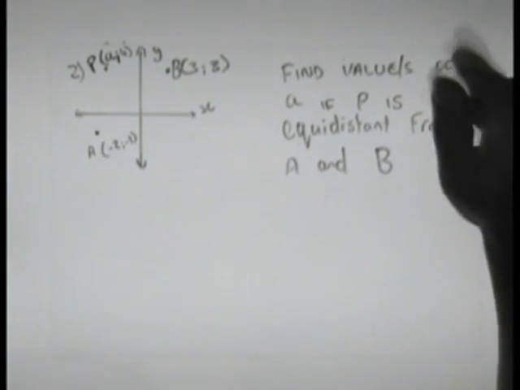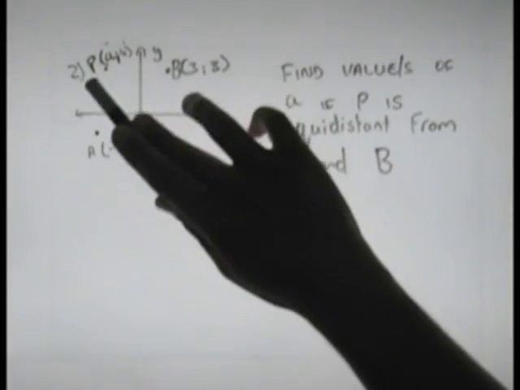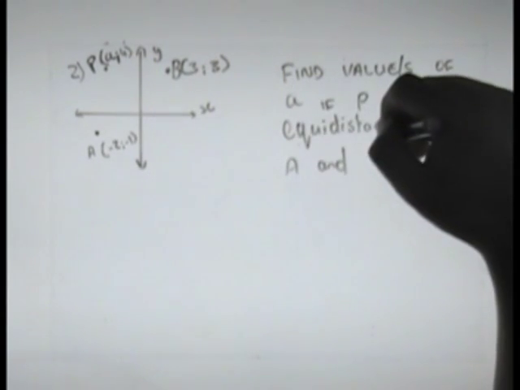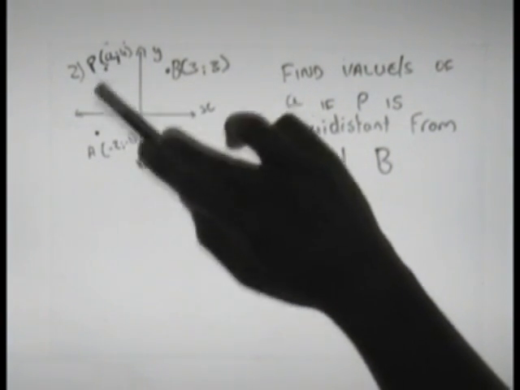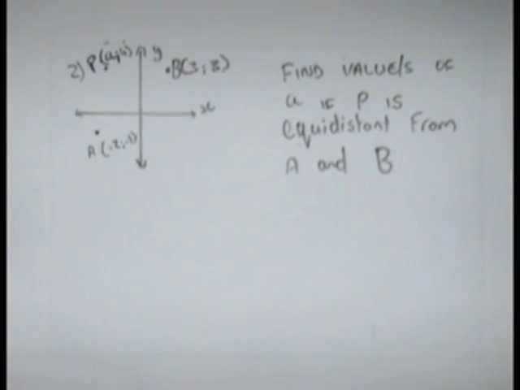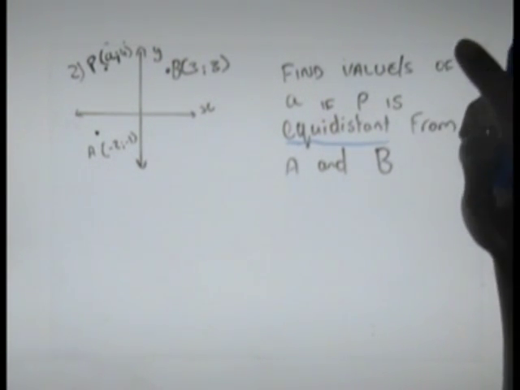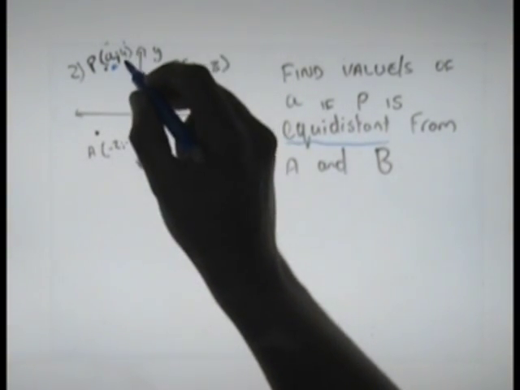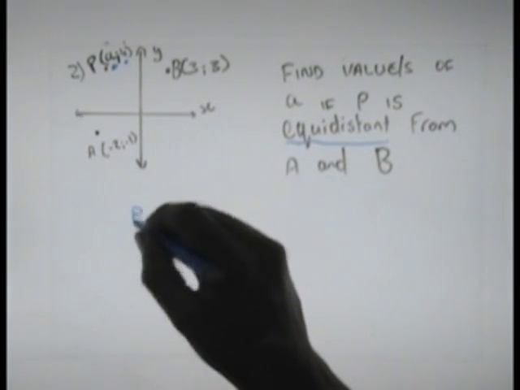The second one I gave you to do read, find the value or values of a if P is equidistant from A and B. Equidistant means that the distance between PB is equal to the distance between PA. Because we're looking at equidistant, we are going to be using our distance formula. We've got an a value, which is our x value of P, and we've got the y value of 4. So let's look at the distance of PB.